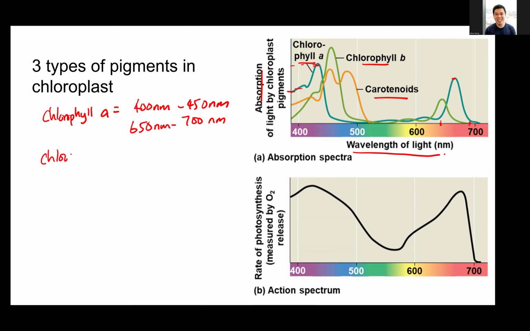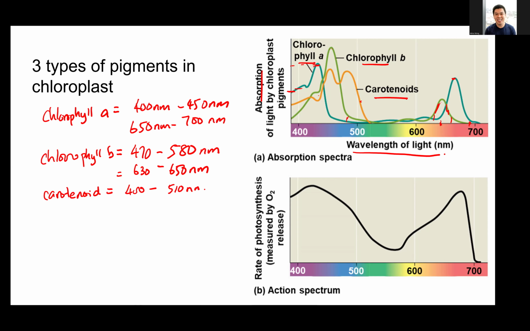Then we can do the same thing for chlorophyll B. Chlorophyll B has very high absorption somewhere around 470 to about 580 nanometers. It also has a little bit of absorption somewhere around here, which is around 630 nanometers to about 650 nanometers. And then we have carotenoid as a pigment. It has very high absorption, somewhere from 400 all the way to 510 nanometers, but then it cannot absorb any light that is past 510 nanometers.